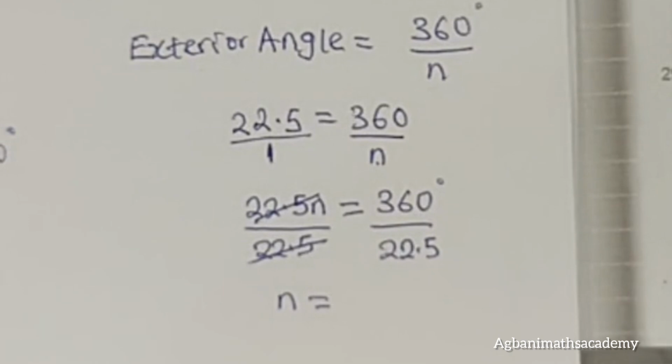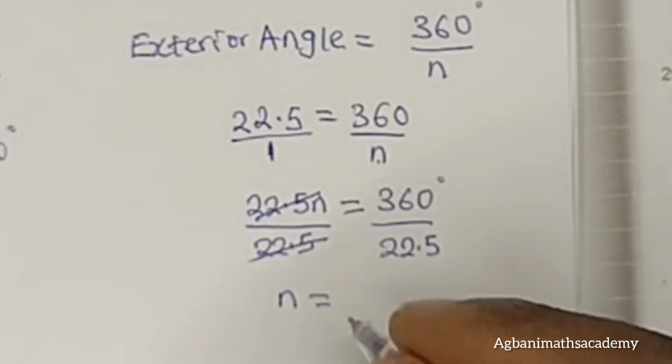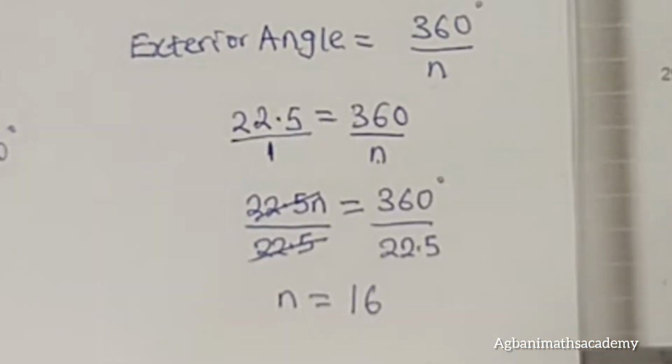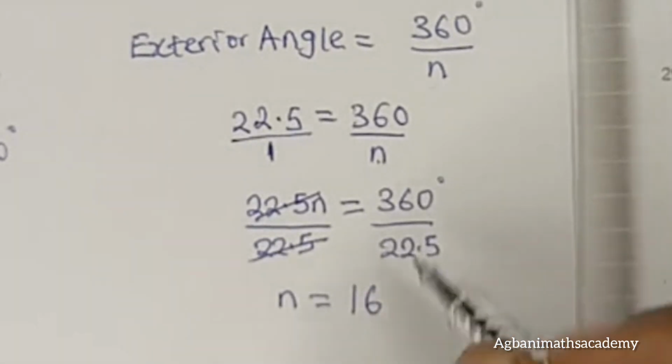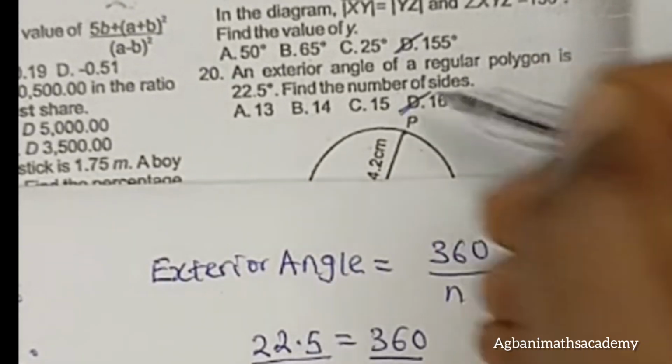What would be the answer? 16. Okay, one person said 16. Is the person correct? 16. So that means this polygon has 16 sides. So let's look at our options. Option D says 16 sides. That's the correct option.